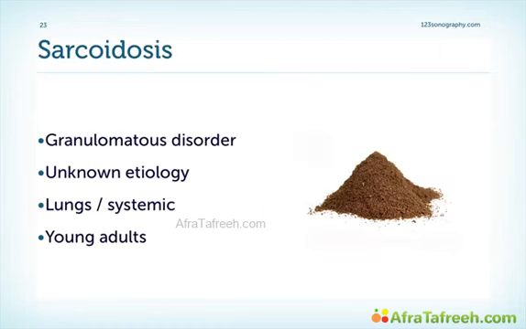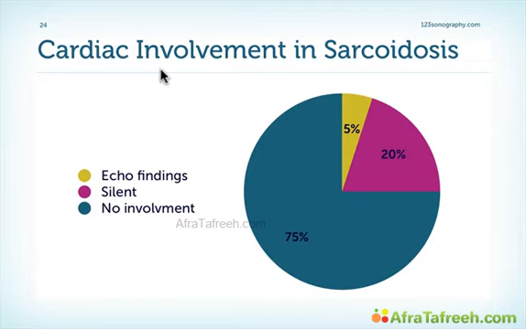Our next form of restrictive cardiomyopathy is sarcoidosis. Sarcoidosis is a granulomatous disorder of unknown etiology. It's a systemic disease which primarily affects the lungs and which occurs primarily in young adults. Cardiac involvement in sarcoidosis has been reported to be somewhere between 20 and 30%. In most of these cases, cardiac involvement is silent, and echocardiography is quite poor in actually making the diagnosis of cardiac sarcoidosis. Magnetic resonance imaging seems to be superior.